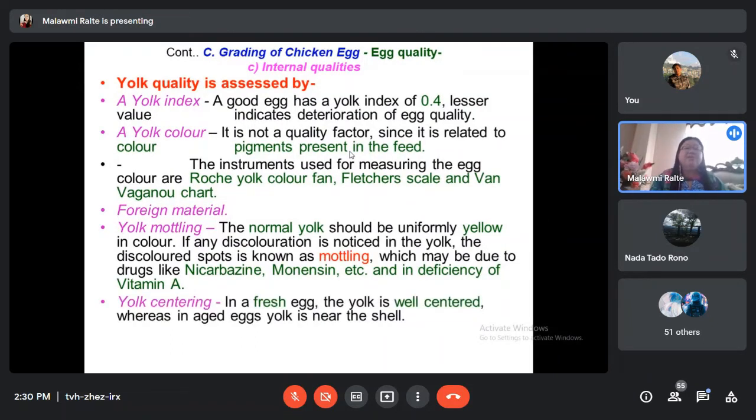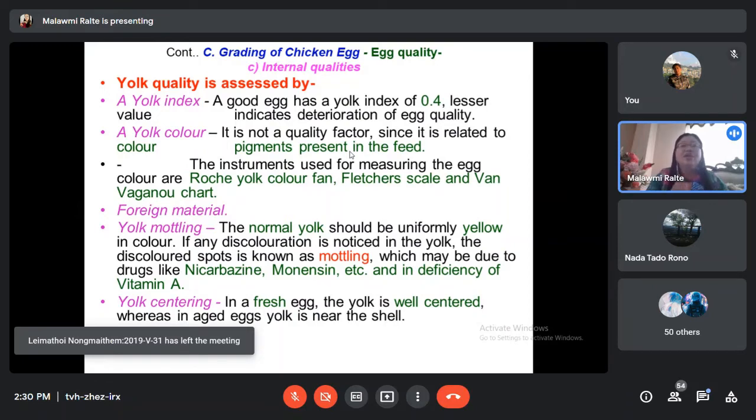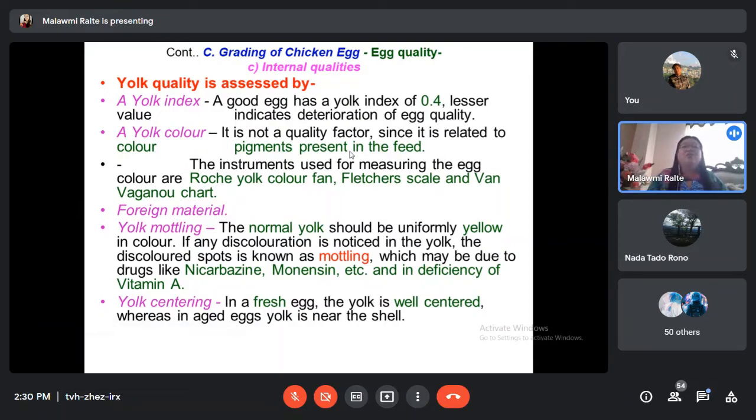And this is important, yolk centering also. See, as I have said, in the fresh egg, the yolk is well centered, because you know why? Why is the fresh egg yolk at the center? Because the thick albumin is at that time 55% and it is firm. So it does not let the yolk move here and there, isn't it? Within the shell of the egg. So it will be at the center, yolk centering.